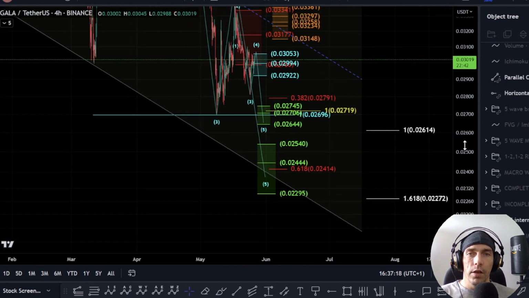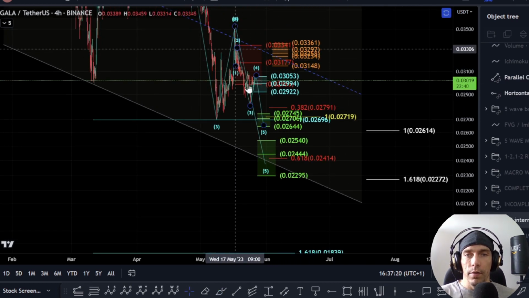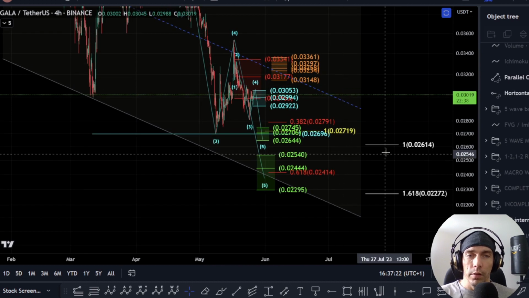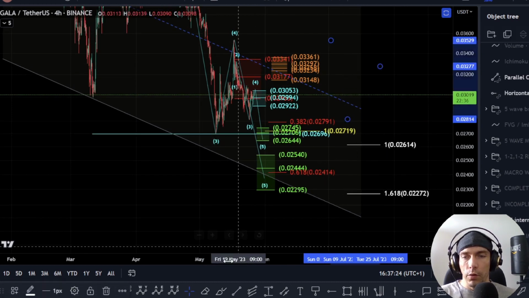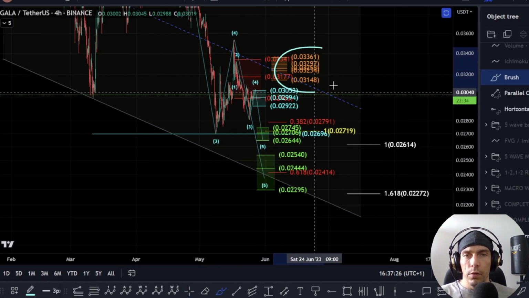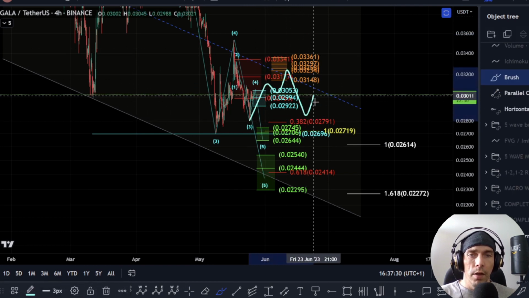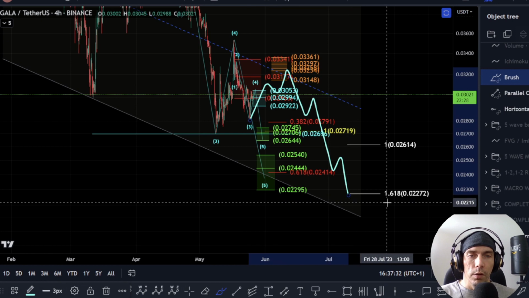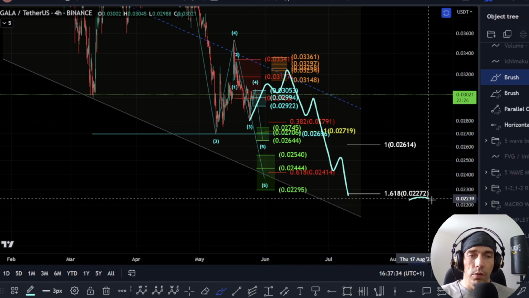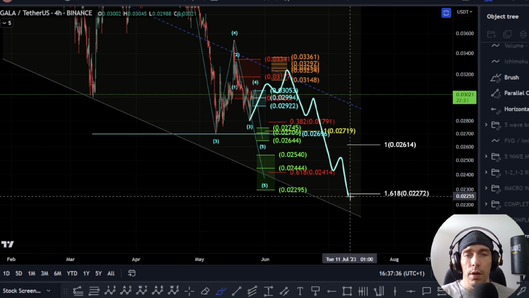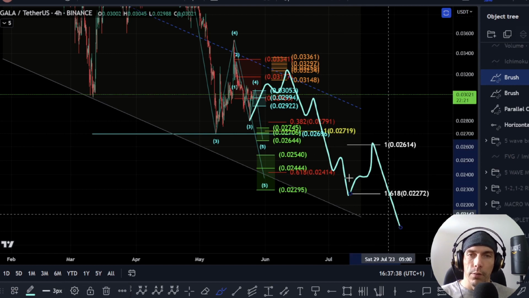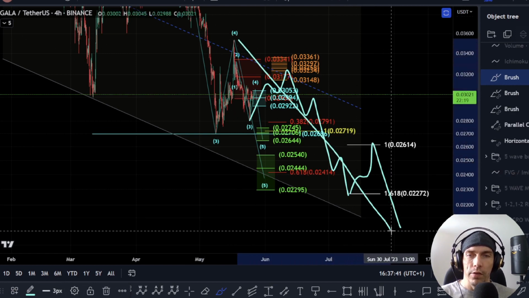Now, if we did get a 3-wave move up here and invalidate this as a single 5-wave move to the downside, what we would have to be cautious of is, like I said, as long as we fail to break above this orange box, if we did get a 3-wave move up here and then another 5-wave move down towards this 0.2272 area, we could see an additional 4th and a 5th, and that would tie into this 5th wave extending out here.